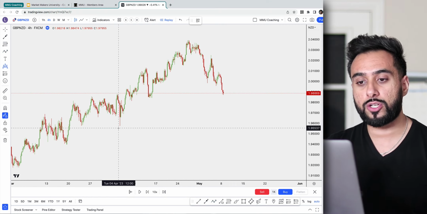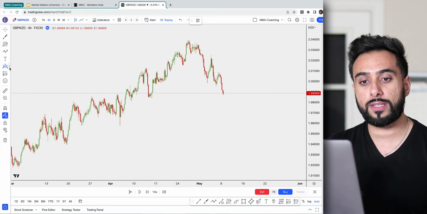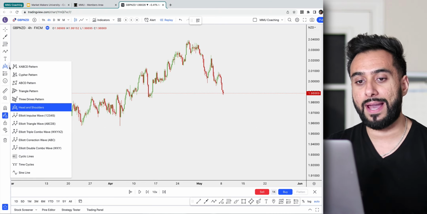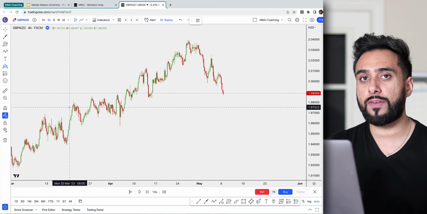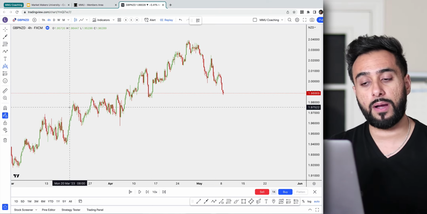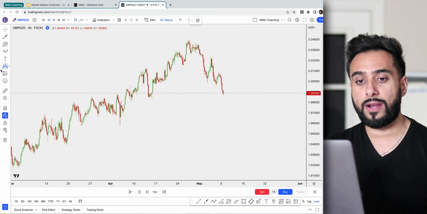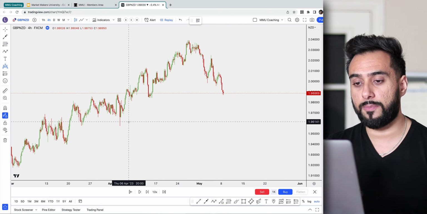So the way to draw these head and shoulders patterns is first you go to the left and you click on where it says patterns, right? And you find the one that says head and shoulders. You might have to modify the colors if you want the colors to be like mine, but the pattern itself is pretty straightforward, pretty simple.